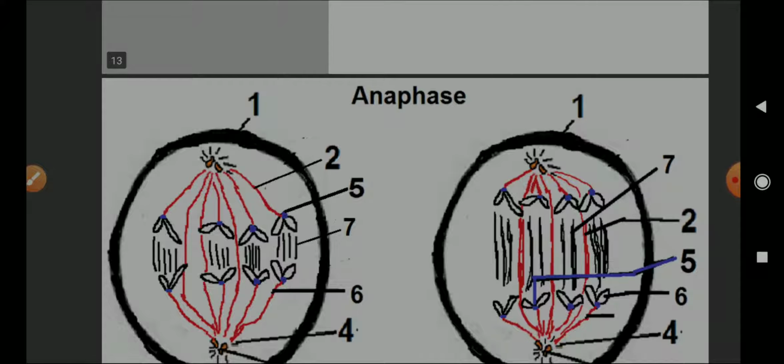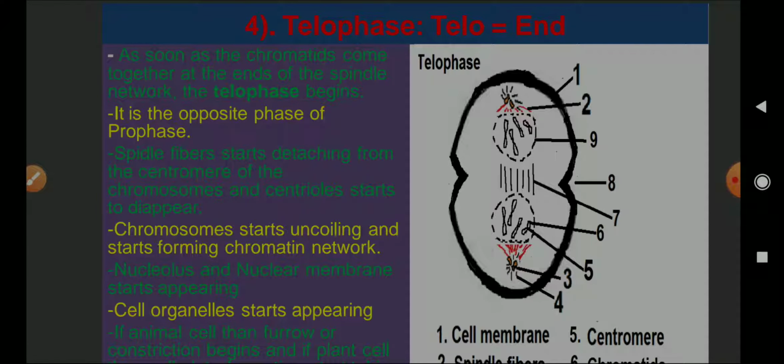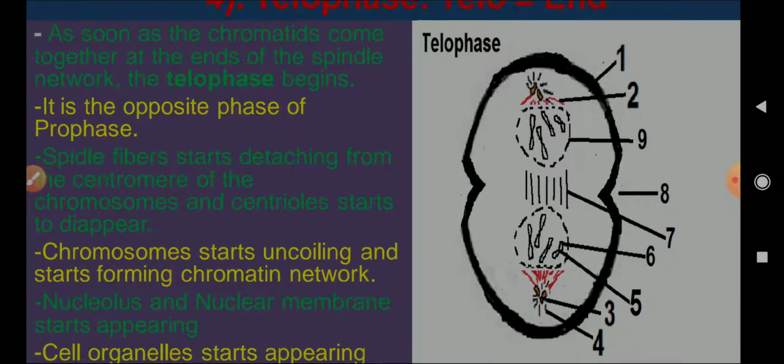So this is how the anaphase looks, and after anaphase, the last part is the telophase. Telophase is equal to end. Telophase is continuation with the cytokinesis. As soon as the chromatids come together at the end of the spindle network, the telophase begins. When they are moving towards the poles, coming together at the centriole, then the telophase starts. It is the opposite phase of prophase.